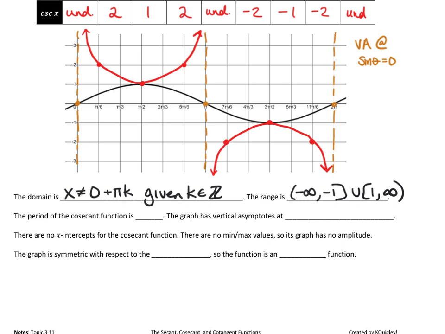Since this shape takes a whole 2 pi to finish, having an upward-facing bowl and a downward-facing bowl, the period of the cosecant function is 2 pi, and the graph has those vertical asymptotes at every place I said there would be a break in the domain, which is 0 plus pi k, given k is an integer.